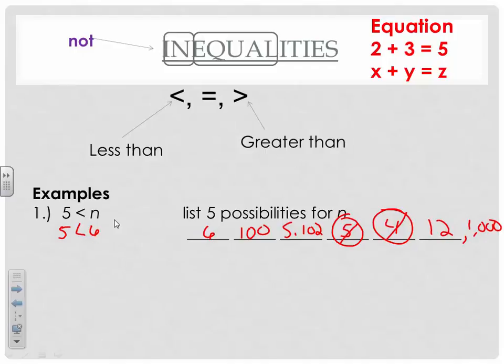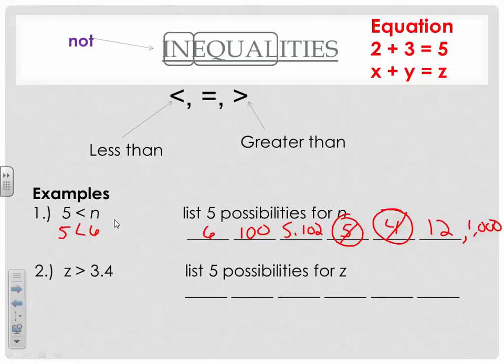So what I would like you to do is, first of all, let's say this one correctly so you know what we have here. It says z is greater than 3.4. So if you would please hit pause and put some possibilities for z. So z is greater than 3.4.